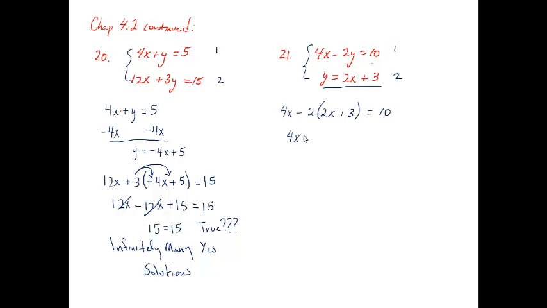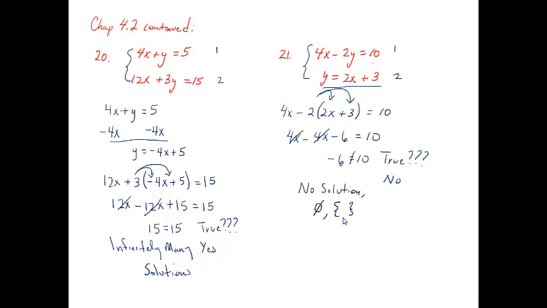I get 4x minus 4x minus 6 equals 10, because I distribute the negative 2. Good. Now what happens to the 4x and the minus 4x? They cancel each other out, and I'm left with negative 6 equals 10. Now, is this true? The answer would be no. Negative 6 cannot equal 10. Therefore, for this problem, what would be my solution? Well, I don't have one. It's no solution, or it's the empty set.